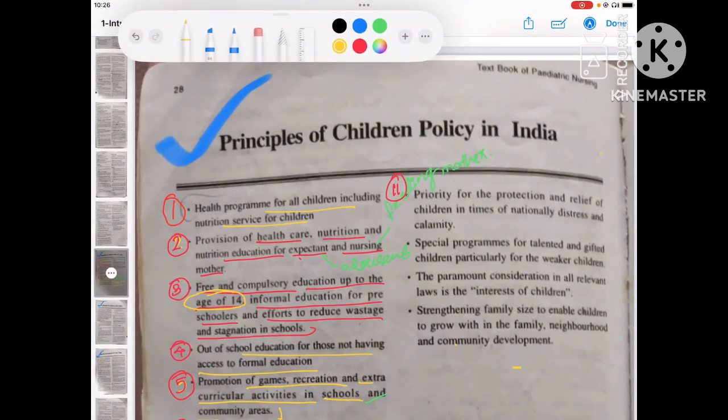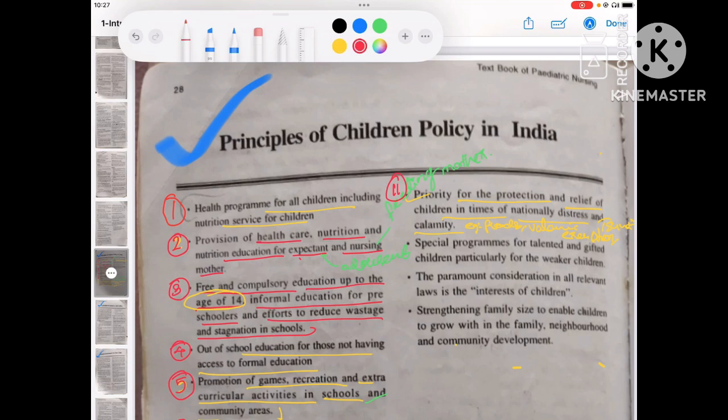Then the 11th principle is the priority for protection and relief of children in times of national distress or calamity. Calamity we can say is if there are any floods, volcanic eruption, or maybe a tsunami. In all those situations, they will give priority and protection to the children first.